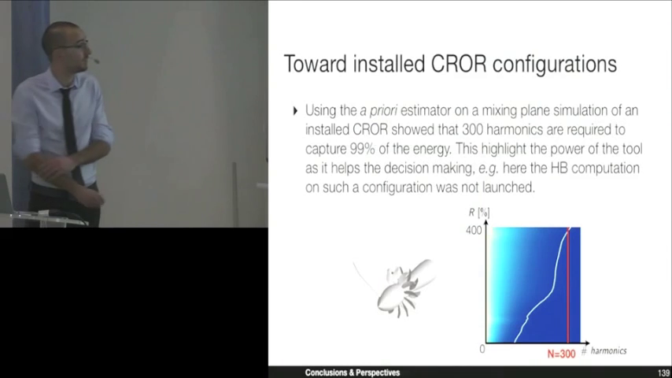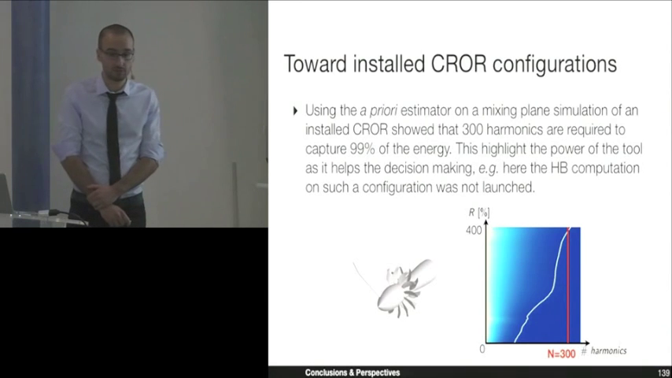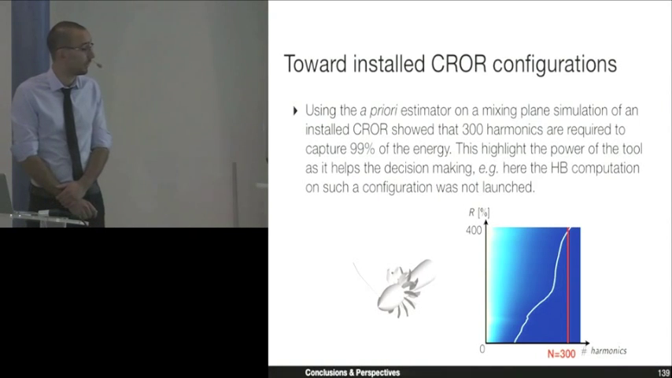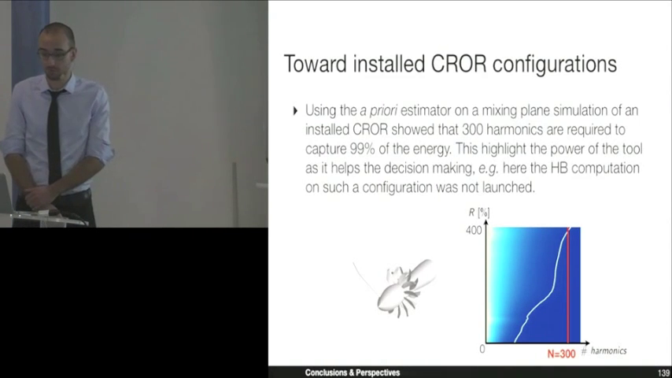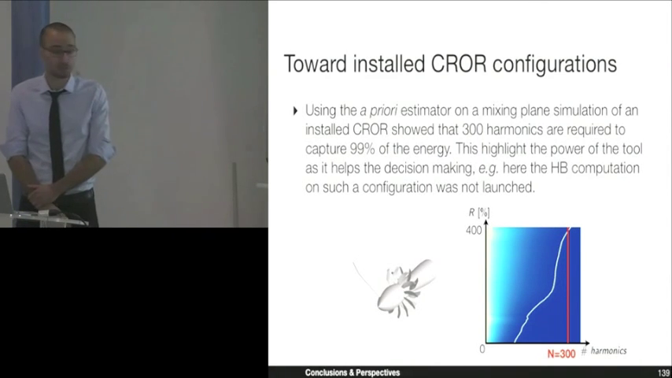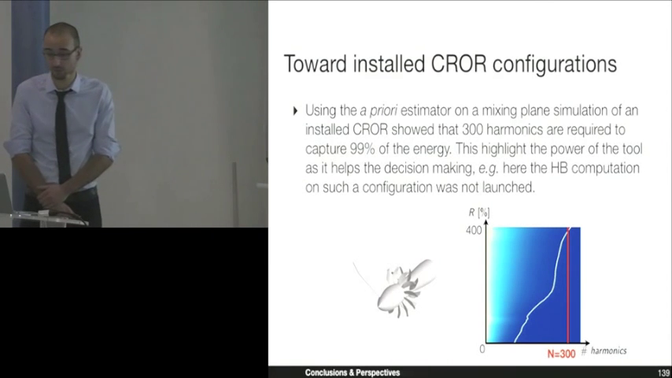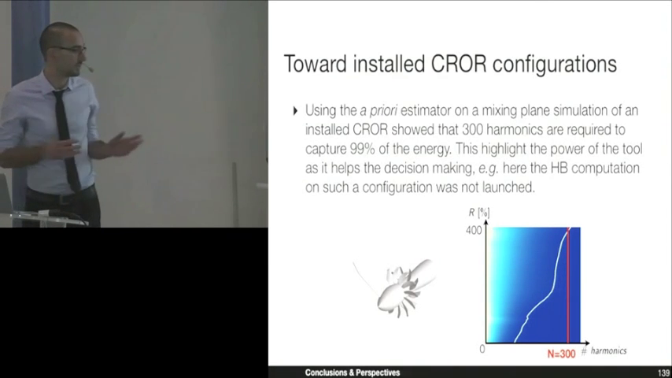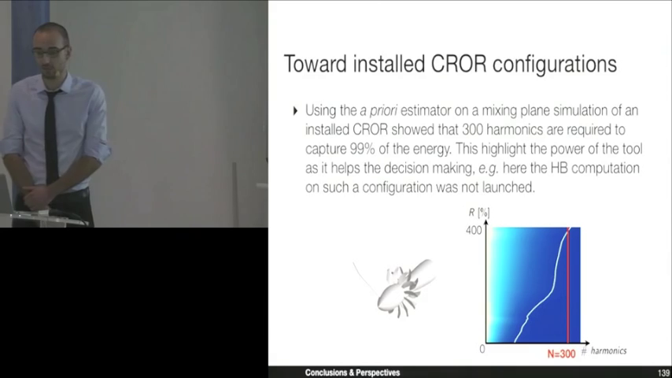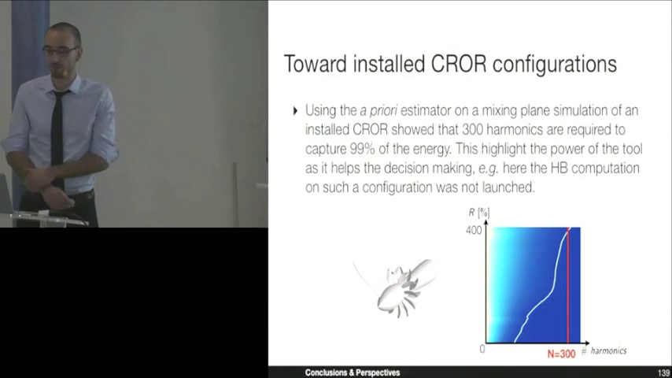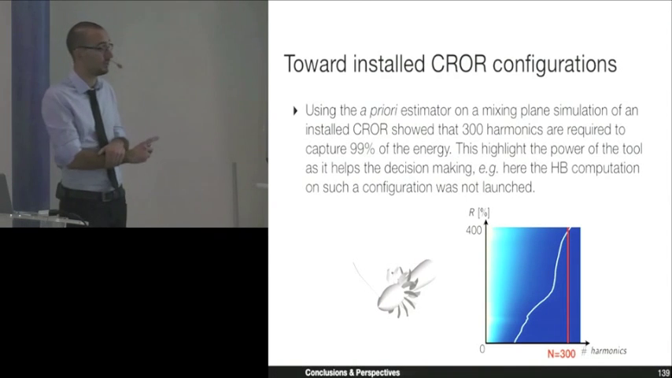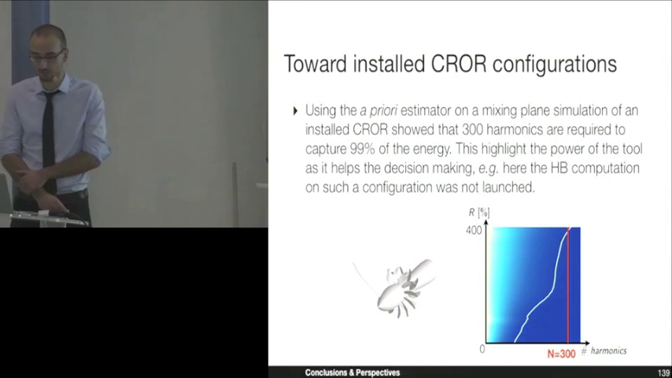So now I have 2 perspectives. First, the installed CORRE configurations. During this PhD, other CORRE configurations have been computed too, and one of them was an installed CORRE configuration. And the advantage of the a priori estimator is that we can launch the a priori estimator on such a configuration. And actually, this a priori estimator shows that 300 harmonics are required to compute this configuration. So this highlights the power of the a priori estimator as it helps the decision making, meaning that for this configuration, we never launched the harmonic balance computation, of course.